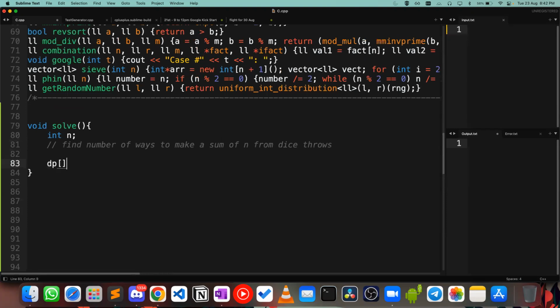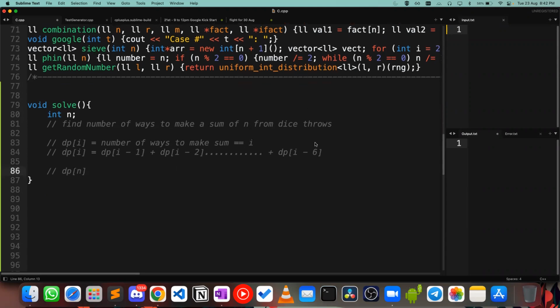So what is our DP of I? DP of I is the number of ways to make sum equal to I. That was our state. And our transition was very simple: DP of I is equal to DP of I minus 1 plus DP of I minus 2, and so on, plus DP of I minus 6. This was our transition, and our final subproblem was DP of n. This is what we were doing. Now tell me one thing, can I do it iteratively? Can you guys think of an iterative way to do it?